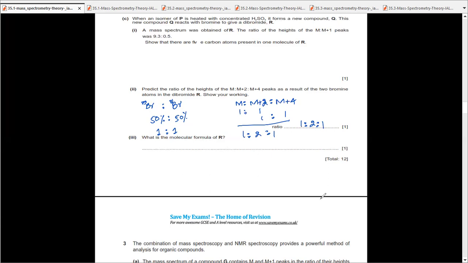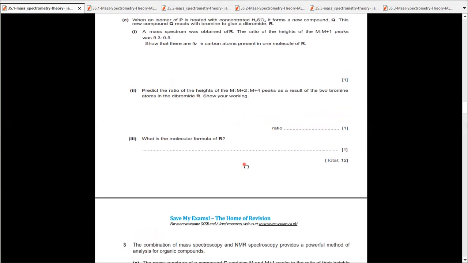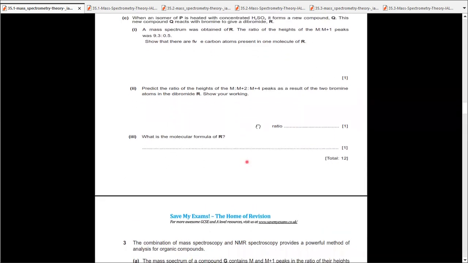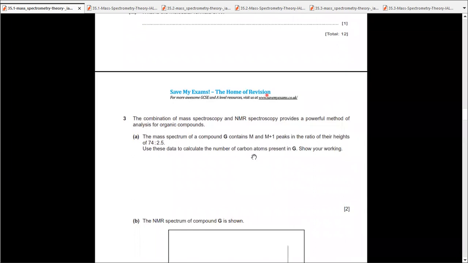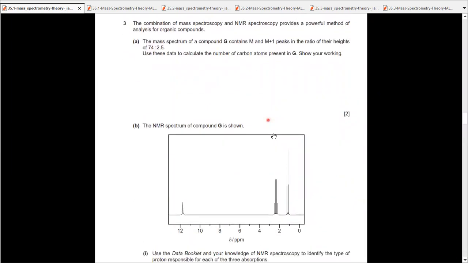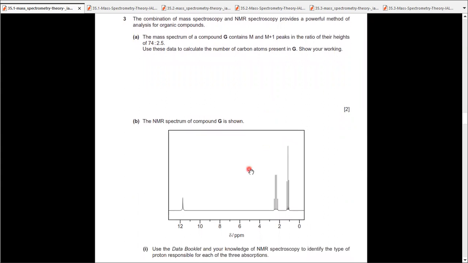Moving on. Molecular formula of R is difficult since you don't know about that stuff. You don't know what P was or Q was or R was, so let's skip this one. Okay. 3 part A. Remember, we are only going to do the parts that are related to mass spectrometry and forget the rest of the analytical technique, whatever that is.